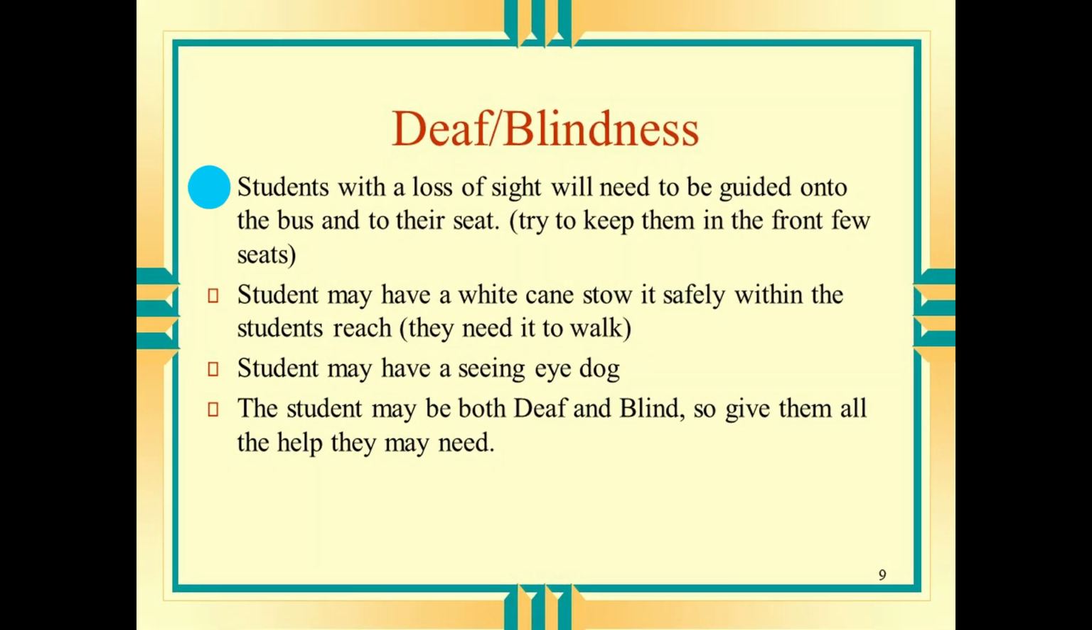What does this mean for the school bus driver? Students with a loss of sight will need to be guided onto the bus and to their seat. It is best to assign them one of the first few seats. Students may have a white cane. It will need to be stowed safely within the student's reach. Remember, they need it to walk. Students may have a seeing eye dog. The student may be both deaf and blind, so give them all the help that they need.